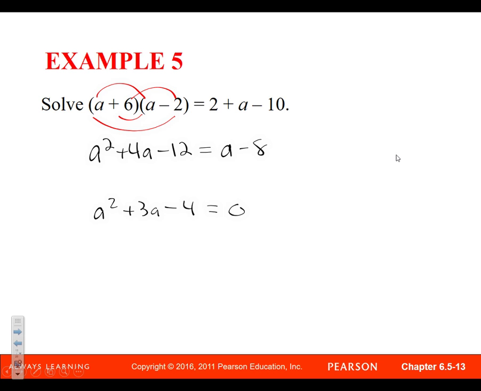Steve, what did you get? I got 8 equals 2. Well, yeah, but it doesn't work. Did you guys get it? So A equals -4 and -1? +1. Thank you.